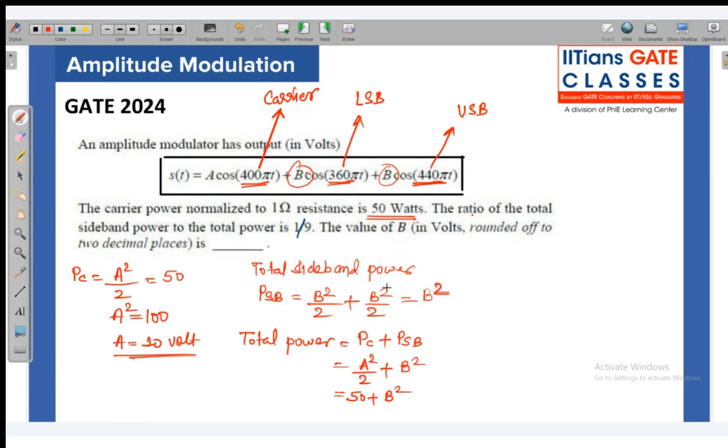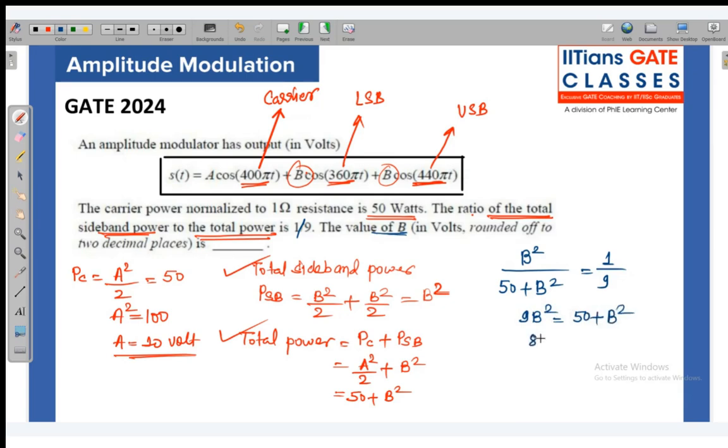Now, what is our next step? The ratio of total sideband power to the total power. Sideband power we have calculated, total power we have calculated. The ratio of both is 1 by 9. So the ratio of B square upon 50 plus B square is 1 by 9. What we want to calculate is the value of B. In this equation, only one thing is unknown, which is B. So 9B square is equal to 50 plus B square, so 8B square is equal to 50.